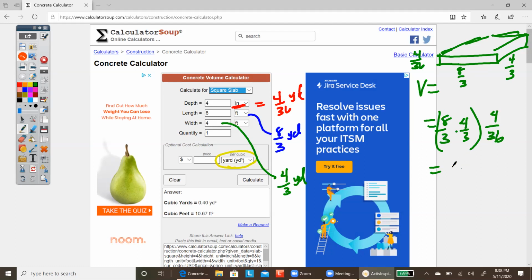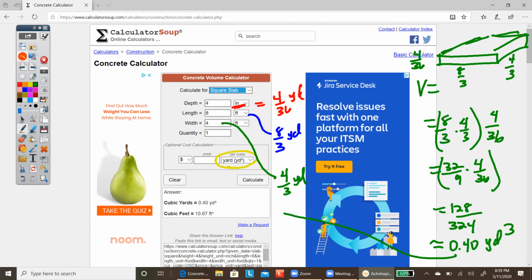How do we multiply fractions? Just multiply horizontally if you can't cross cancel. That'll be 32/9 times 4/36. I prefer to cross cancel. Cross canceling makes things easier, but I know many of you are already freaked out because we have all these huge numbers. Just multiply straight across, guys. 32 times 4 is 128. On the bottom, 9 times 36 is 324. And guess what you get when you divide 128 by 324? Approximately 0.40 cubic yards, which is exactly what they said it was going to be.